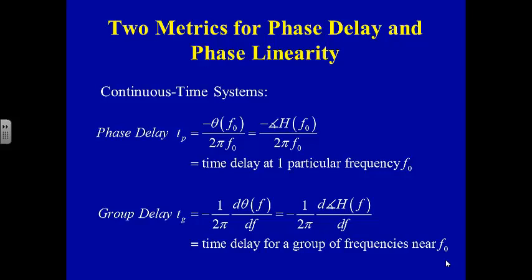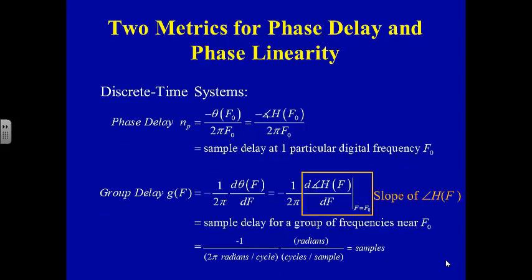The group delay is also a seconds or time kind of measurement, but there you're looking at the slope of that phase curve, and turning that into an equivalent time shift. And so you still have minus 1 over 2 pi, but instead of taking the angle divided by f, you're taking the derivative, the slope of the angle versus frequency plot. In discrete time systems, we have equivalent kinds of terminology. We talk about the phase delay. Now these are in samples, not seconds, but it's the same kind of thing.